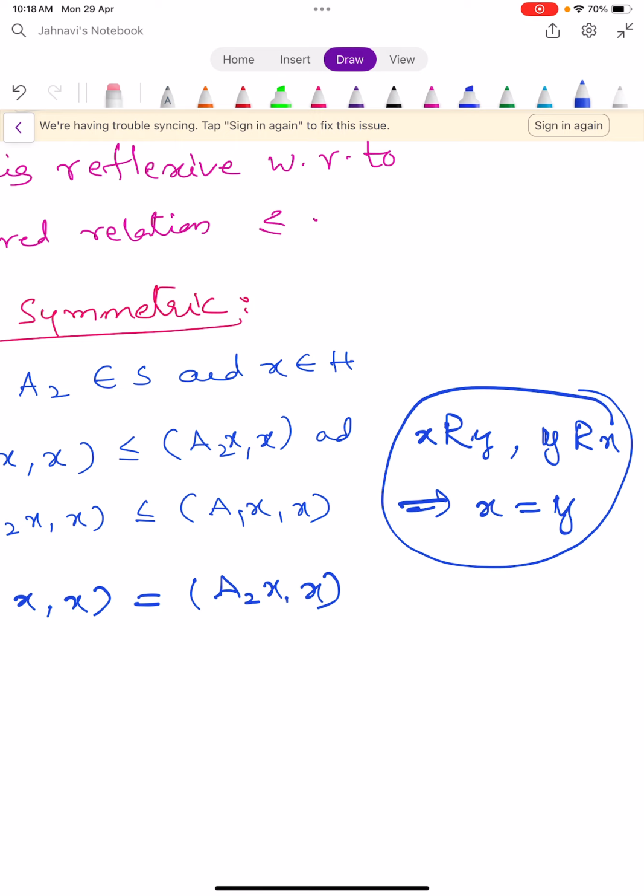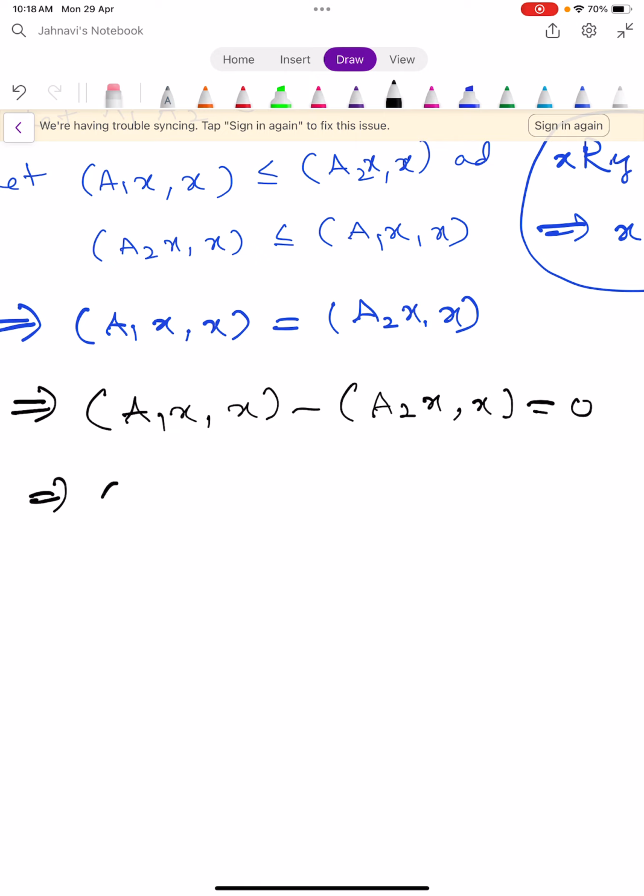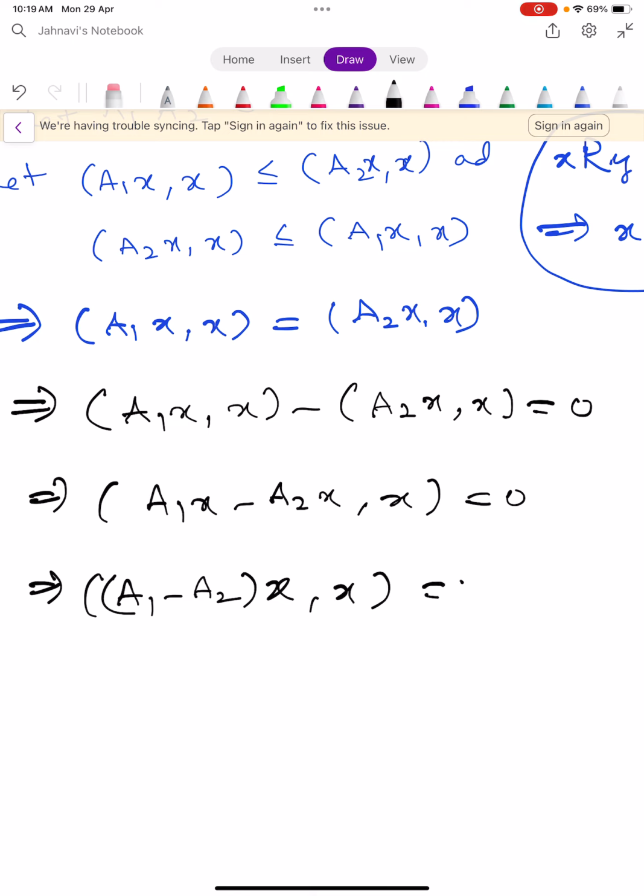So by applying that condition, the inner product of a1x, x is equal to the inner product of a2x, x, which implies the inner product of a1x, x minus the inner product of a2x, x is equal to 0, which implies the inner product of a1x minus a2x, x is equal to 0, which implies the inner product of (a1 minus a2) x, x is equal to 0, where you observe that x not equals to 0. Whenever x not equals to 0, obviously a1 minus a2 is equal to 0, which implies a1 is equal to a2.